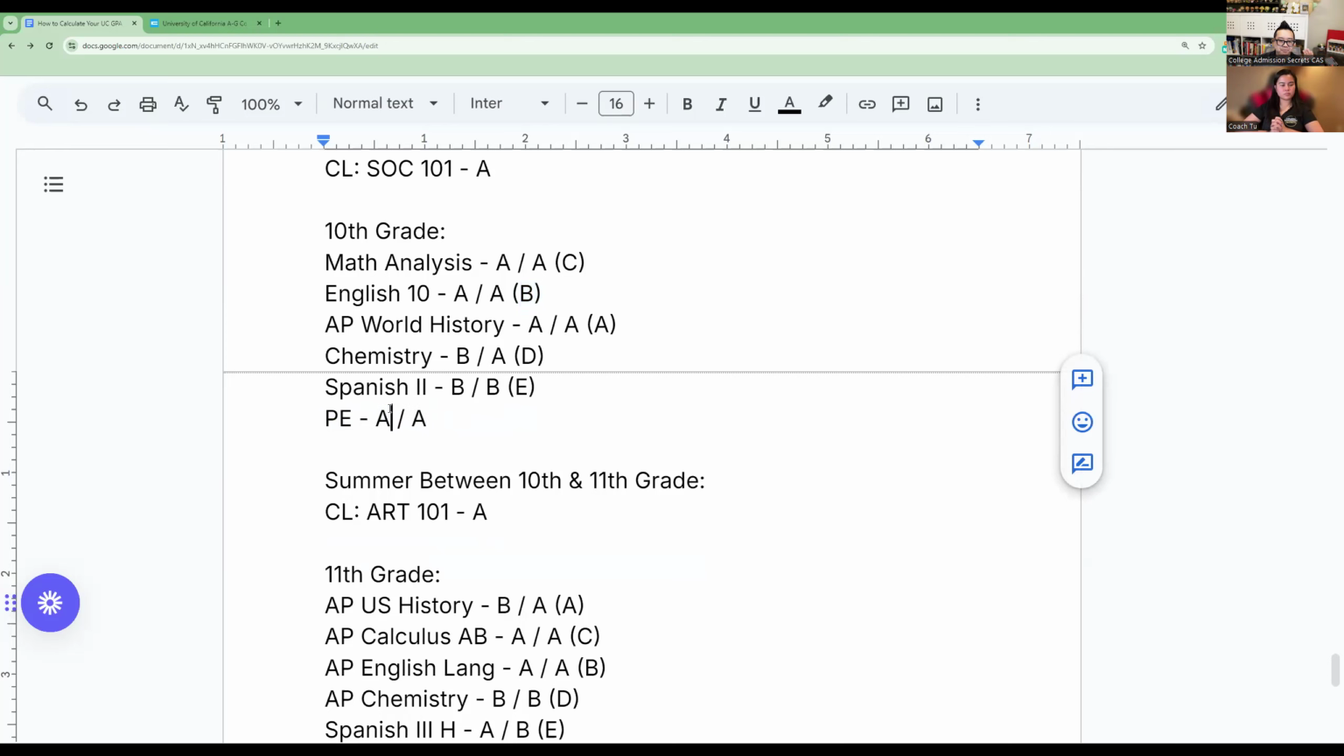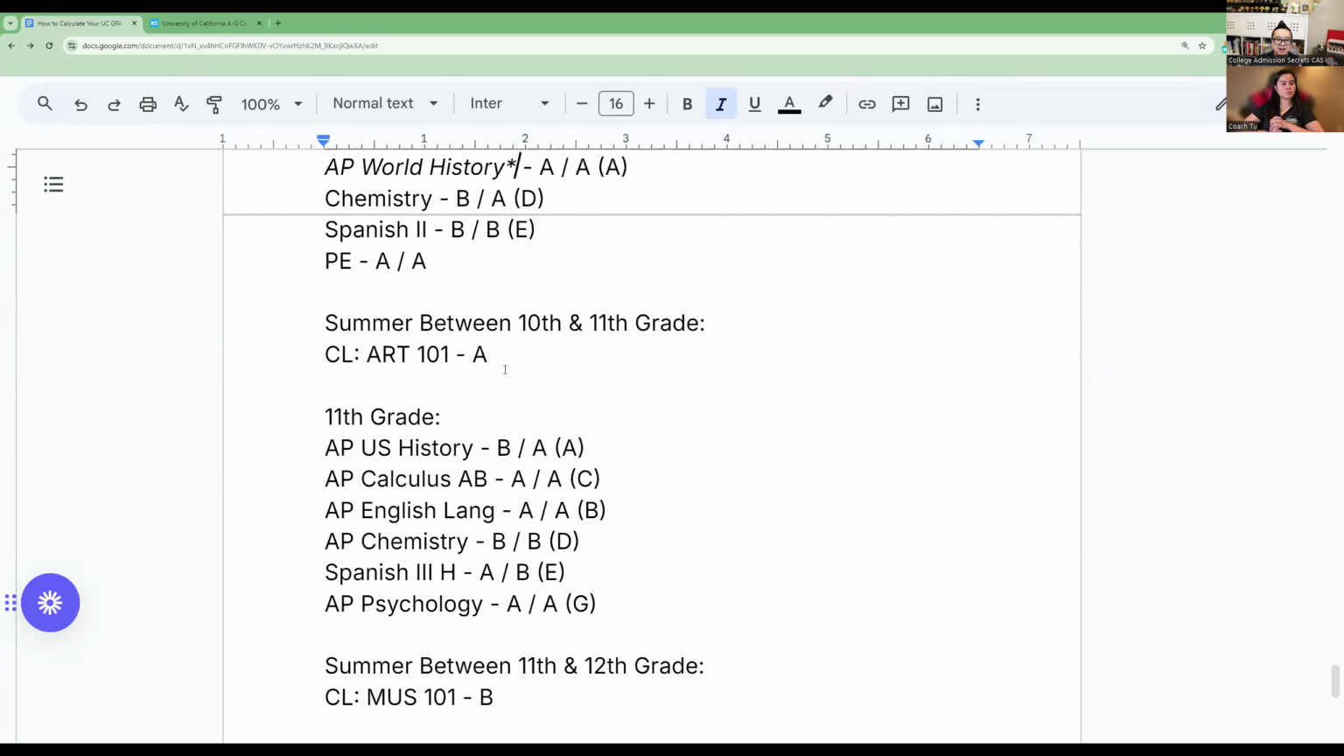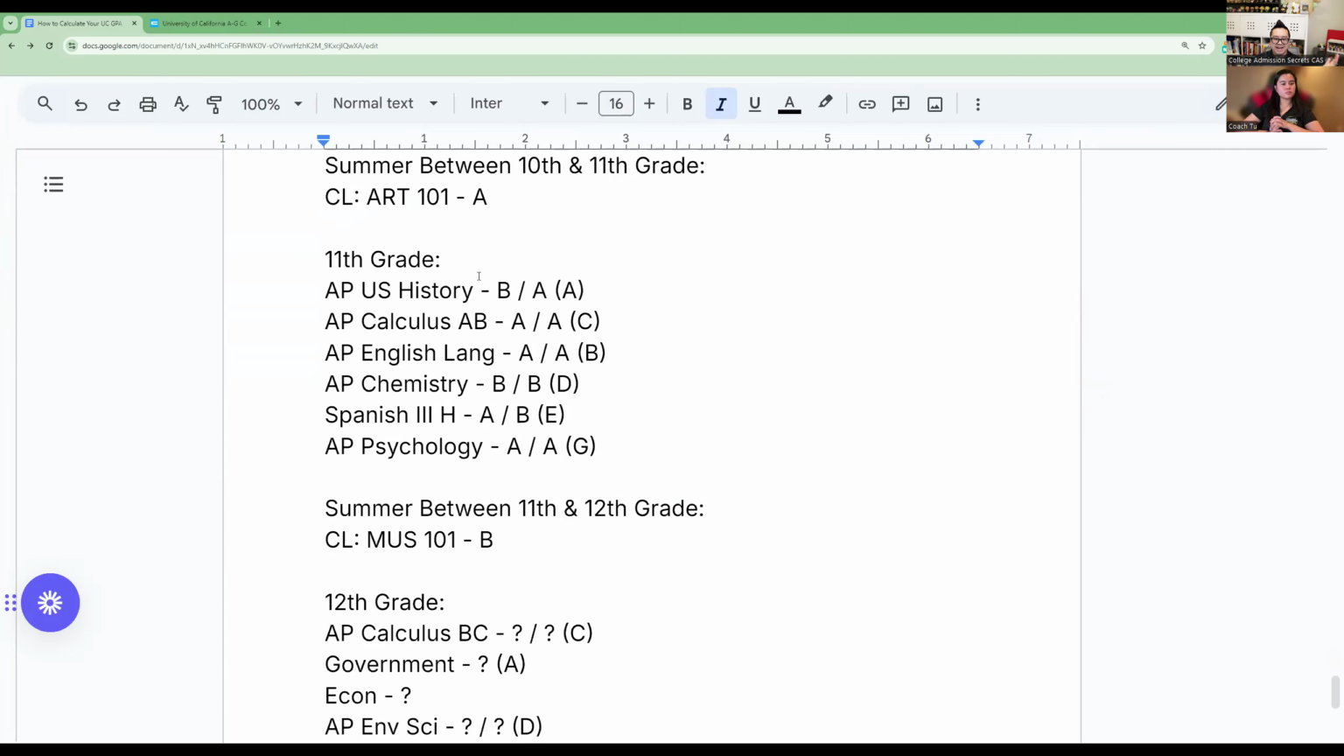And PE. Here, the only class that they took that was honors was this AP World, right? I can't see that, I'll put a star. AP was the only approved honors class they took here. The summer after, they took dual enrollment again. They took a college art class, got an A there.